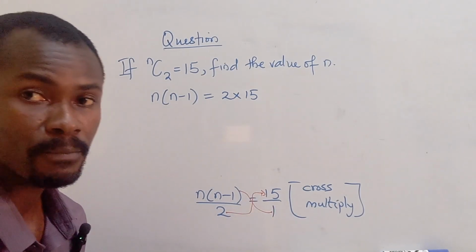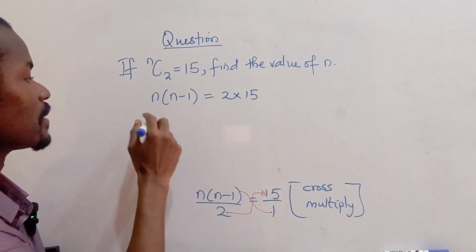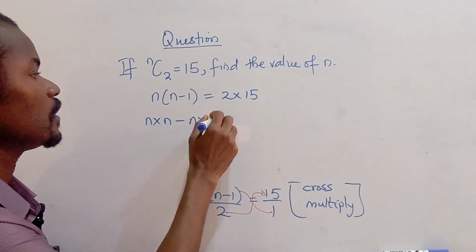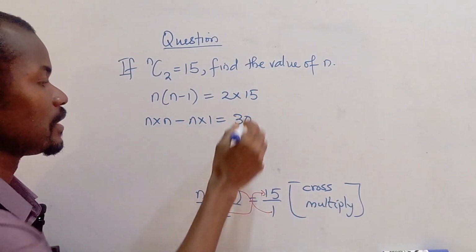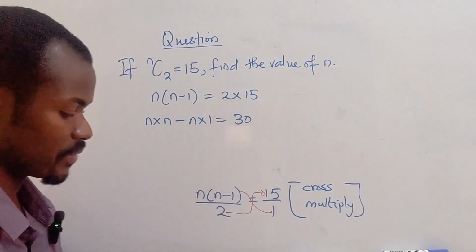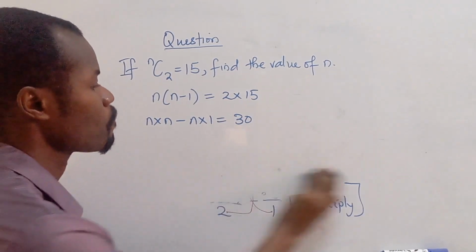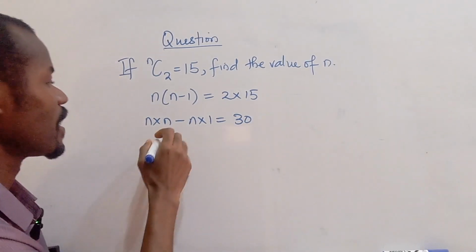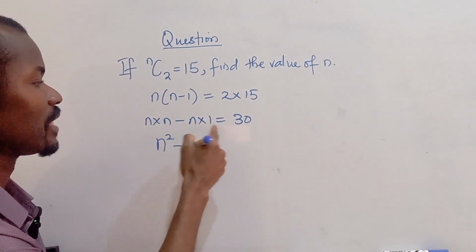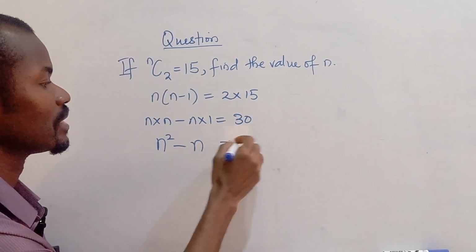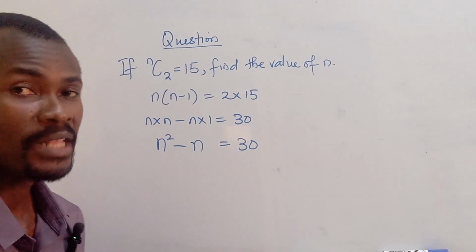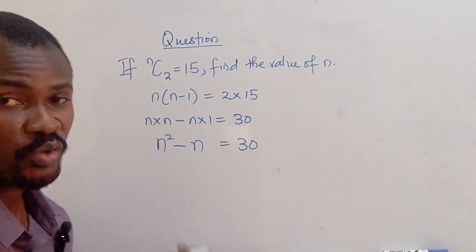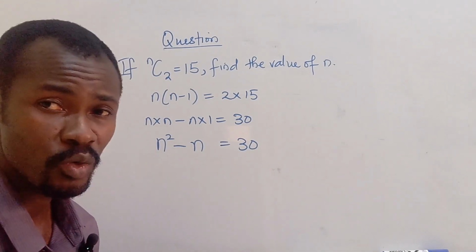Alright, so let's open the brackets. n times n gives n squared, minus n times 1, which is n, is equal to 30, because 2 times 15 is 30. Now, at this point, what can we do? We're already seeing that we have n squared here, so we can form a quadratic equation.